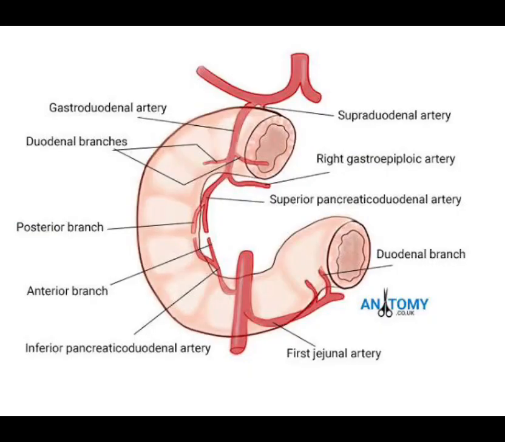Coming to the blood supply, here the arterial supply, if you see, most of the duodenum except the first part is supplied by the anastomosis of the superior and inferior pancreatico-duodenal arteries.